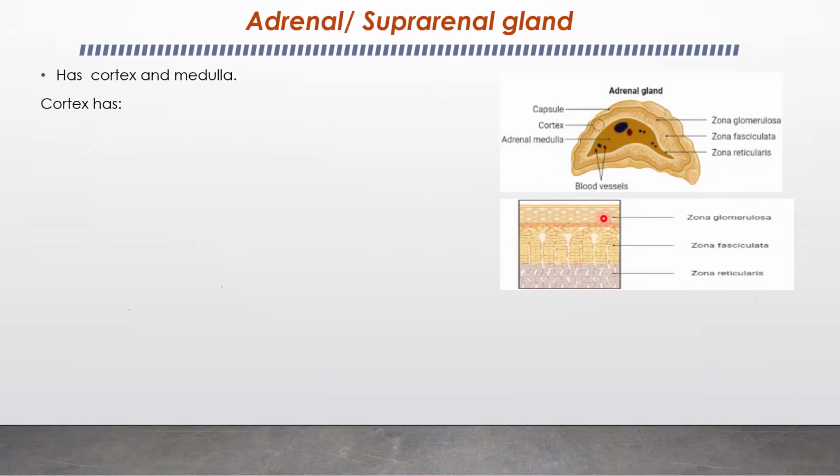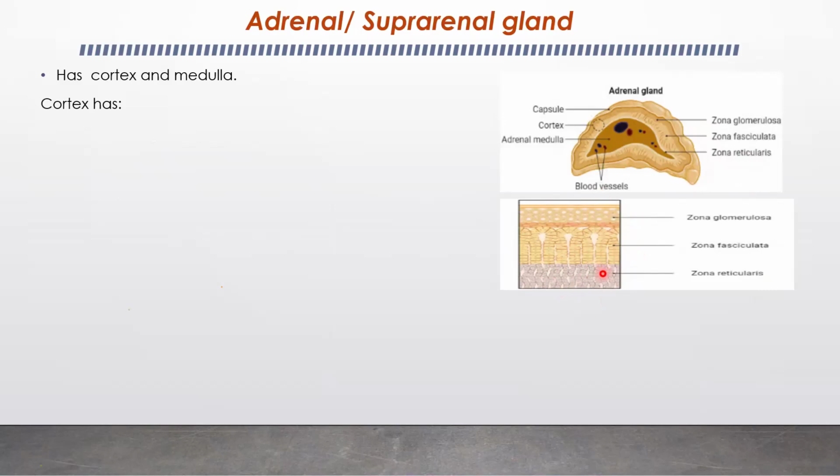So these three layers produce hormones. Zona glomerulosa produces mineralocorticoids, the most important one being aldosterone. Then you have zona fasciculata producing glucocorticoids, the most important one being cortisol. Then you have zona reticularis, which produces androgens. So with that, you can think: aldosterone, salt retaining; then cortisol, glucose; and then androgens, so sex hormones.